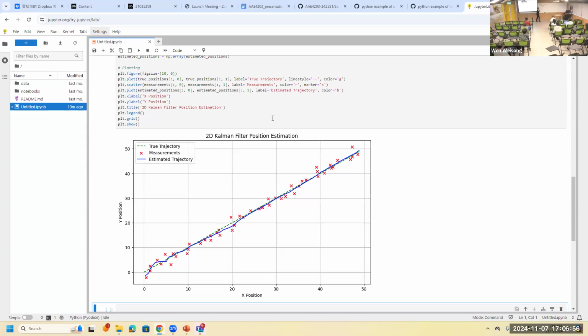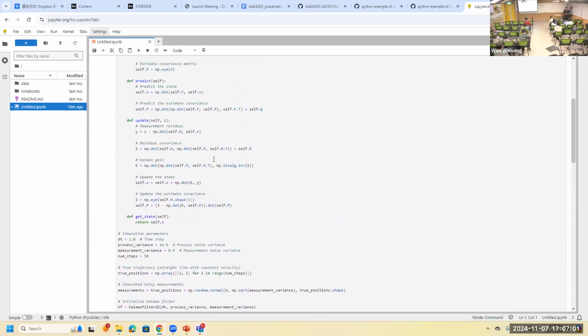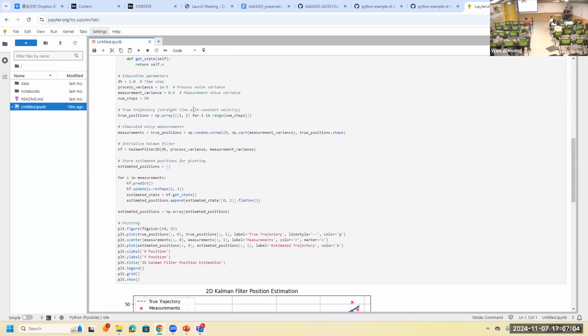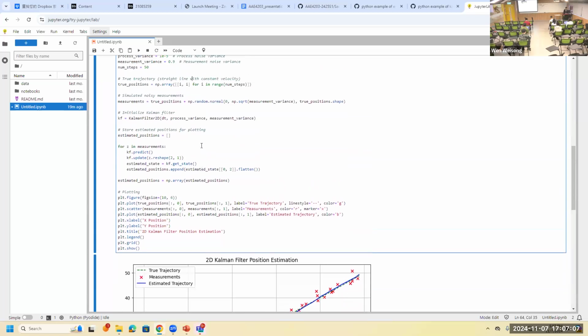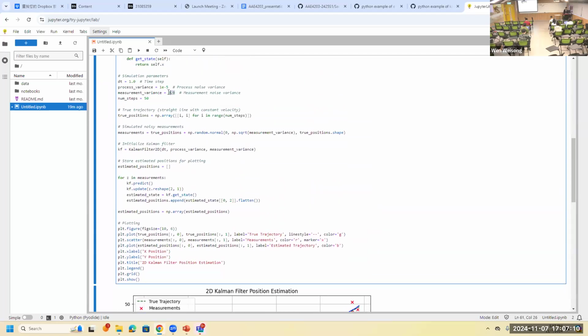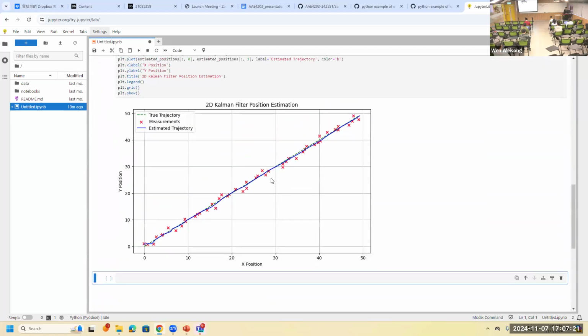Okay, so let's try a little bit. In here, there are parameters to tune the noise of the GPS. For example, here I assume the noise of the GPS is 0.9 meters. If I set this noise to about 0.05, the result is much better, right? You see the blue trajectory is closer to the green one, and much better than purely GPS-based, the red dots.